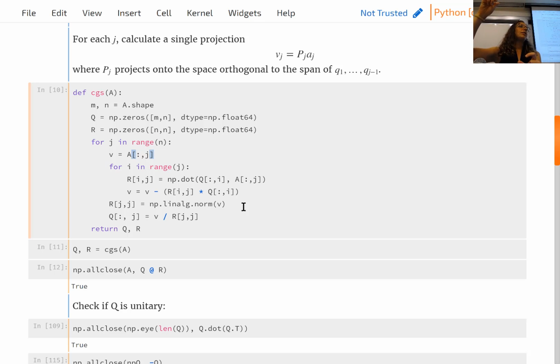And you go through, and each time you're taking a column of A and you want to represent it, but you need to subtract off everything that's already been accounted for in your Q. And so as you do this, you're creating these orthonormal columns of Q that are going to represent your columns of A.